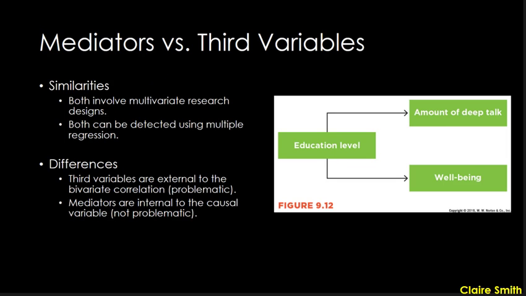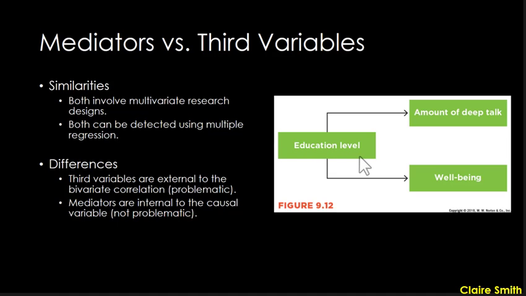Mediators versus third variables. They're both involved in multivariate research designs. Both can be detected using multiple regression, but third variables are external to the bivariate correlation, and they can be problematic. Mediators are internal to the causal variable, and they're not problematic. Again, I posted the video on this for the last chapter when we talked about moderators. Watch that again. I think that video does a great job of explaining it.